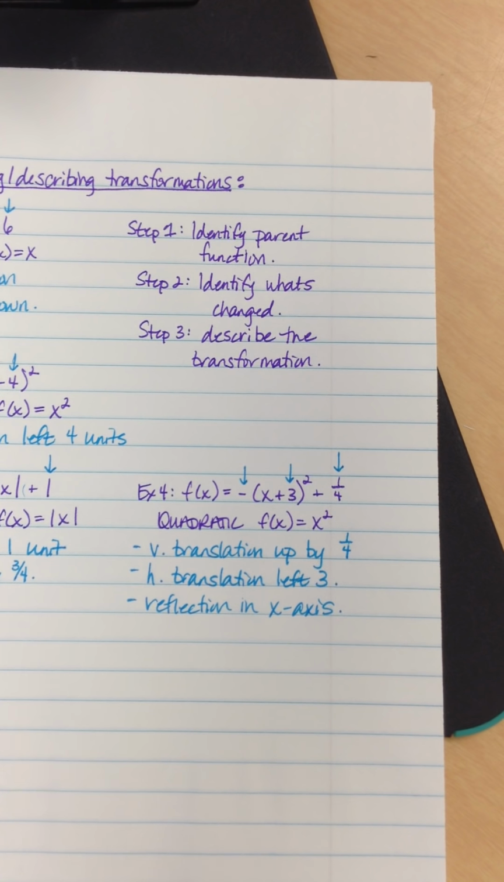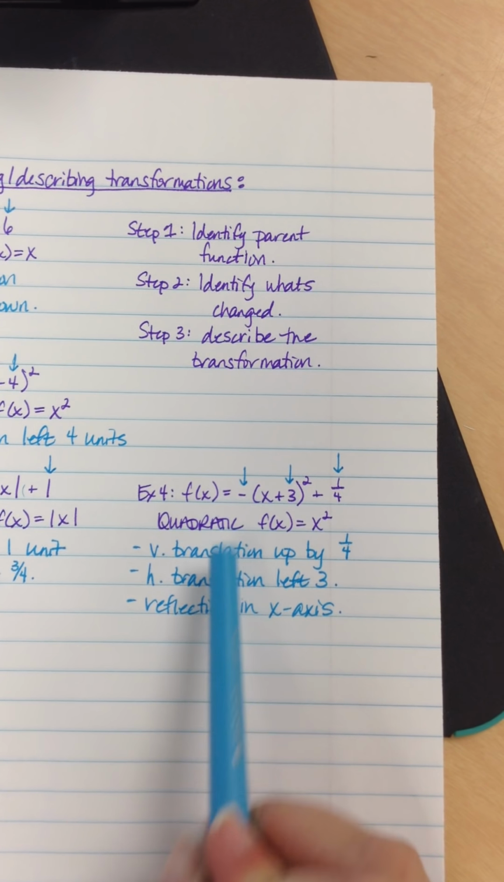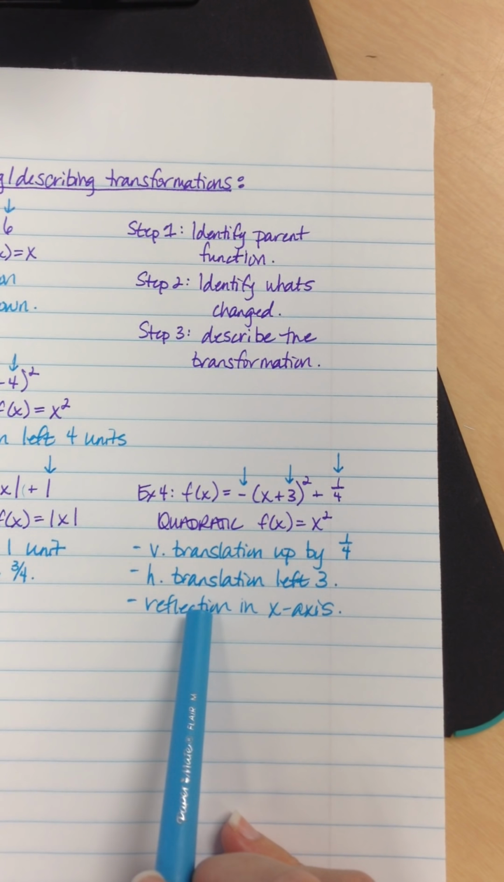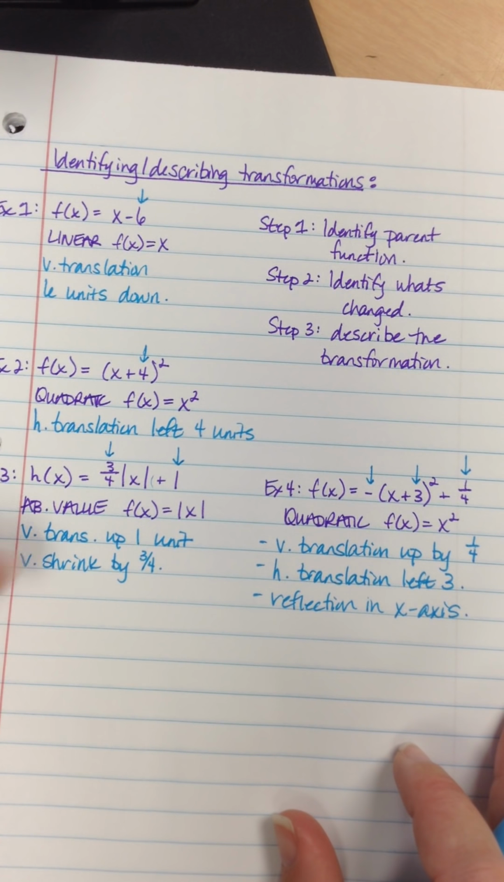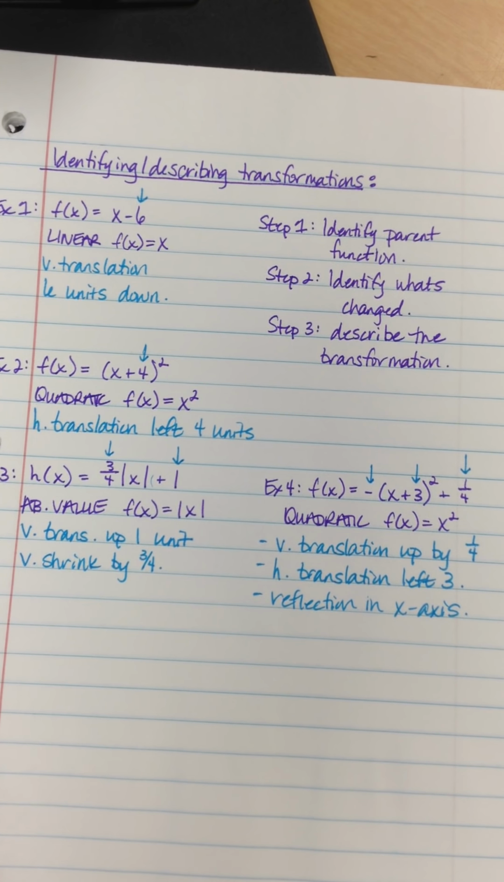Okay, adding on the outside means we're going up and down. Adding or subtracting on the inside means we're going left and right. If there's a negative out in front, that's a reflection. If you have actual numbers out in front, depending on what that number is, you could have a vertical shrink or a vertical stretch. I want you to take your foldable and glue it into your journal, and we will finish that up next class.